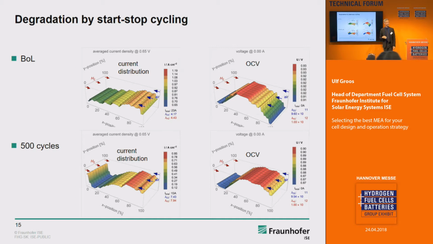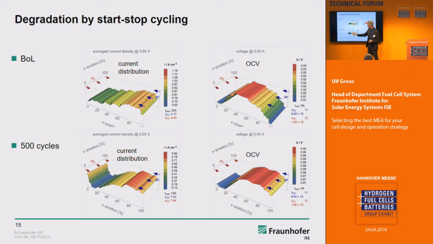After 500 cycles of this start-stop cycling with the gas change, we see a more or less completely different distribution. So we see degradation effects. The current distribution went far lower, so the maximum current in this diagram is 850 milliamps per square centimeter. In the diagram above, it would be 1.2 milliamps per square centimeter.